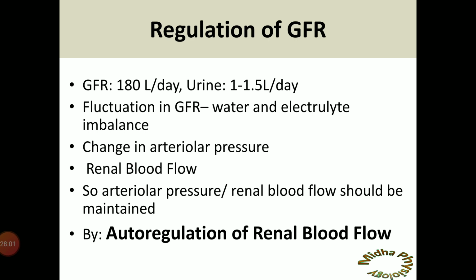So for the GFR to be regulated in the normal range of 125 ml per minute or 180 liter per day, the arterial pressure or the renal blood flow should be maintained, and this occurs via the autoregulation of the renal blood flow. This autoregulation occurs whenever the arterial pressure fluctuates between 90 to 220 millimeter of mercury only.